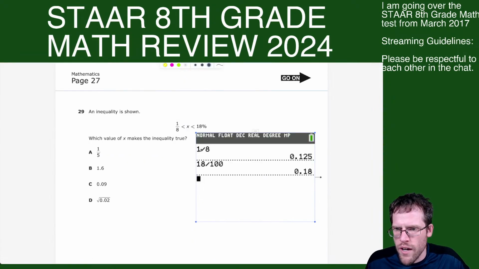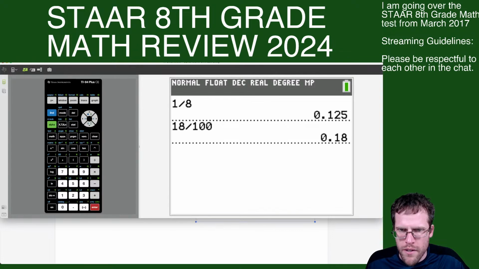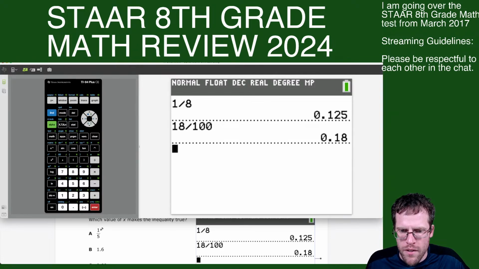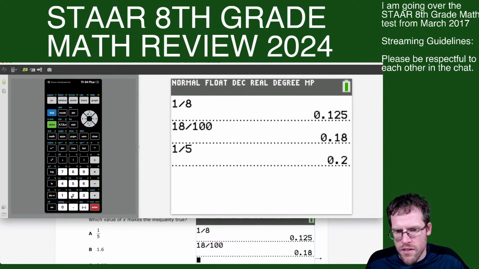And we want to know which value of x is between these two numbers. So we could also just do like a speed run here, typing in everything. So I could type in, we have 1/5, which is 0.2. We have 1.6, which is already simplified here, but I'll just do it anyway.